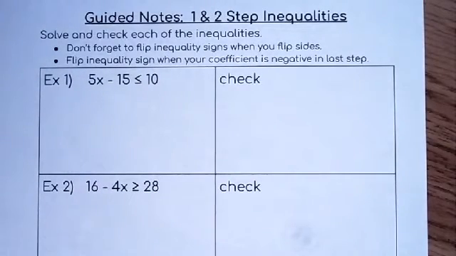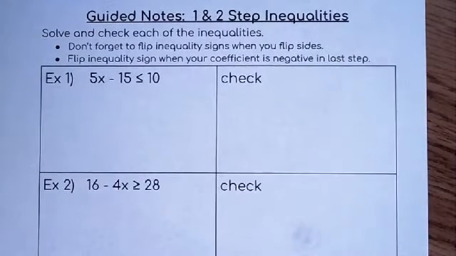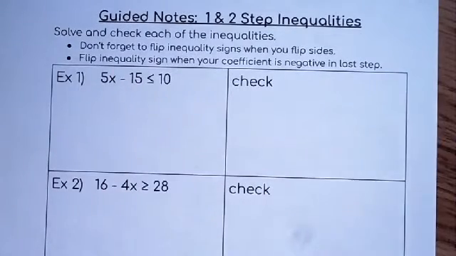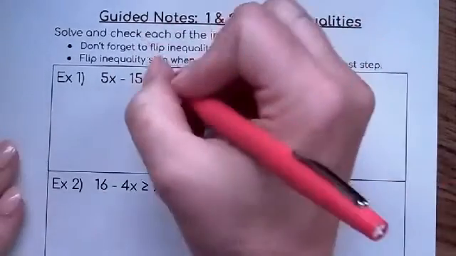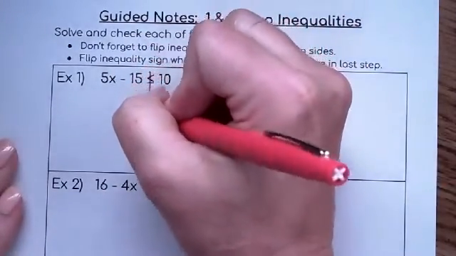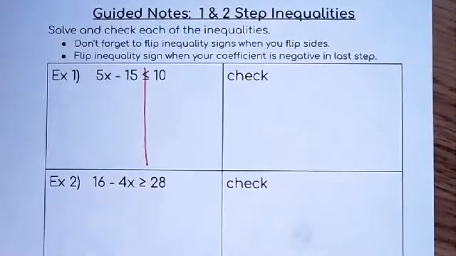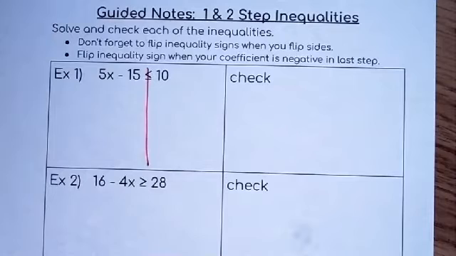This is the video notes that's going to go with our guiding notes, 1 and 2 step inequalities. Honestly, all of these are 2 steps, okay? Now, if I look at my first example, it's 5x minus 15 less than or equal to 10. And I can go ahead and put in my river right here. Now, I'm going to go a little fast with this because this is review. You did these same problems in 7th grade, okay?